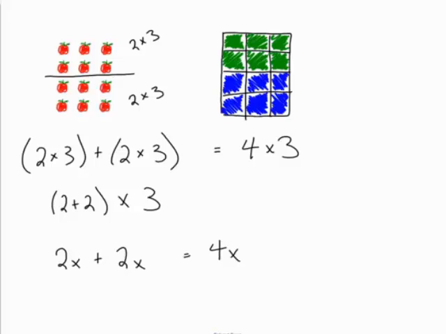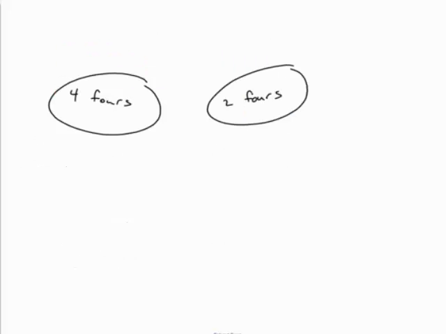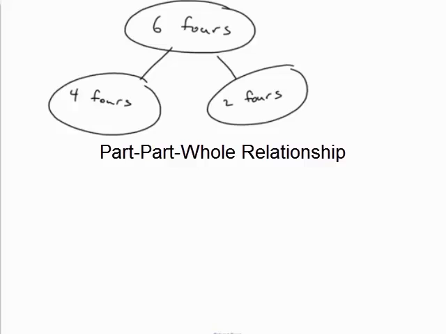For example, number bonds will come up again, but representing different types of groupings. If we have 4 groups of 4 and 2 groups of 4, how many total groups of 4 will we have? This would give us 6 total groups of 4s. This is just the part-part-whole relationship once again. The quantities inside each circle can be represented with multiplication.